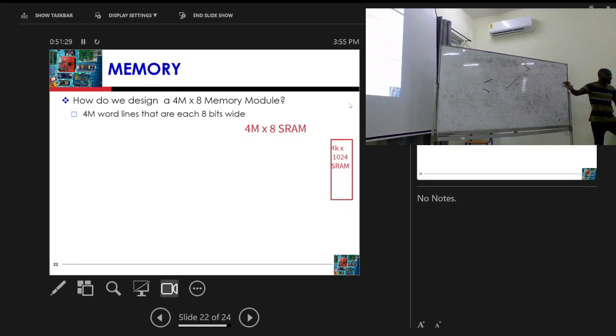What is the data width? What is the input width? The output width? What is the number of locations within the 4K by 1024 SRAM? How many bits do I need to address those locations? The second question: I have my 4M by 8 SRAM, right? What is the data width? The input data width, output data width. How many locations are within the 4M by 8 SRAM? Then, how many bits do I use to address the 4M by 8 SRAM?